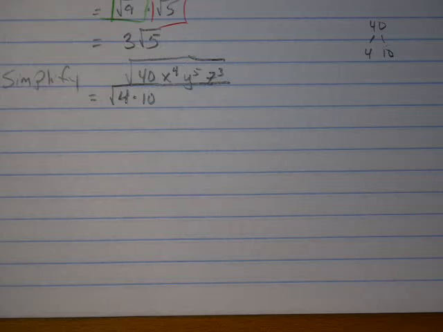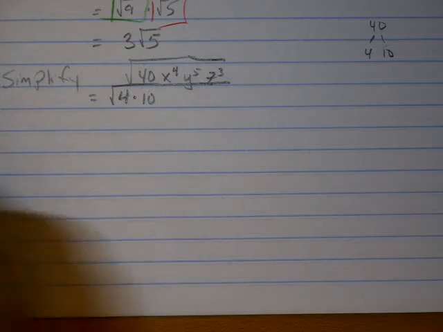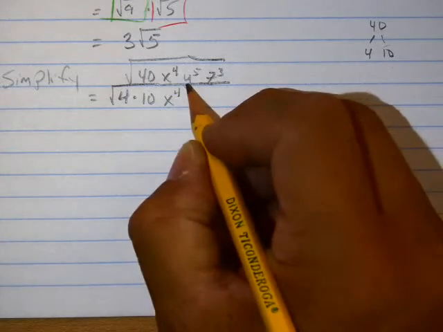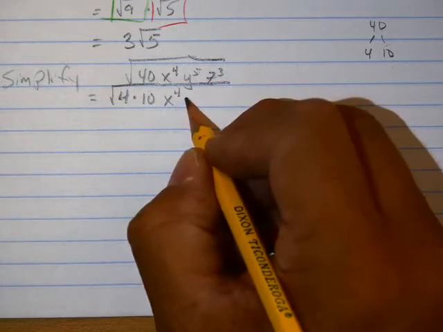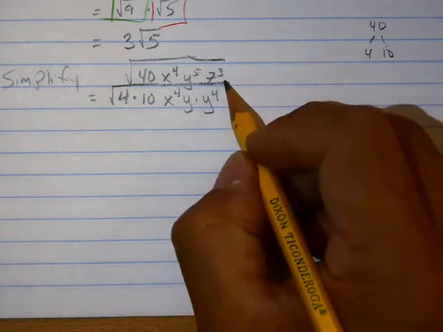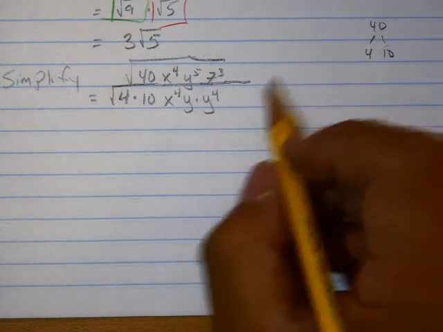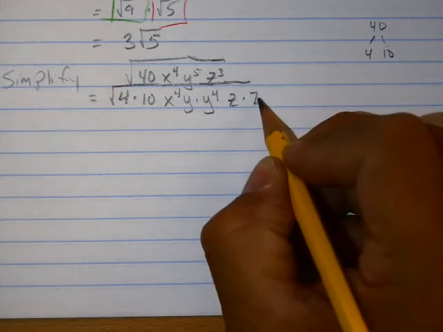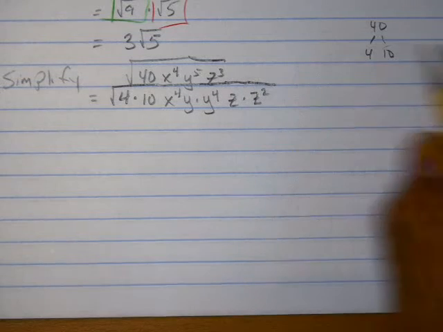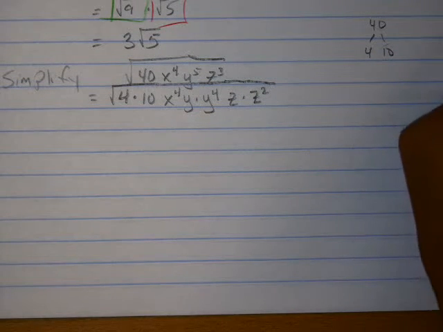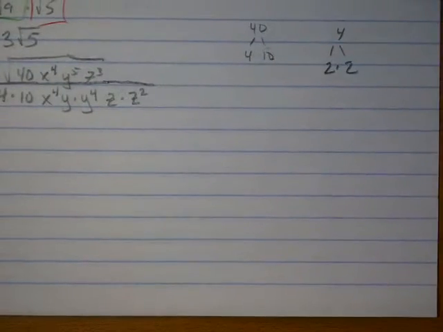Well, let's just leave it like that. x to the fourth. But y to the fifth, I'm going to rewrite that as y times y to the fourth. And I'll show you why in a second here. And this z to the third, I'm going to write that as z times z squared. Now, just like any perfect square, 4 is 2 times 2.